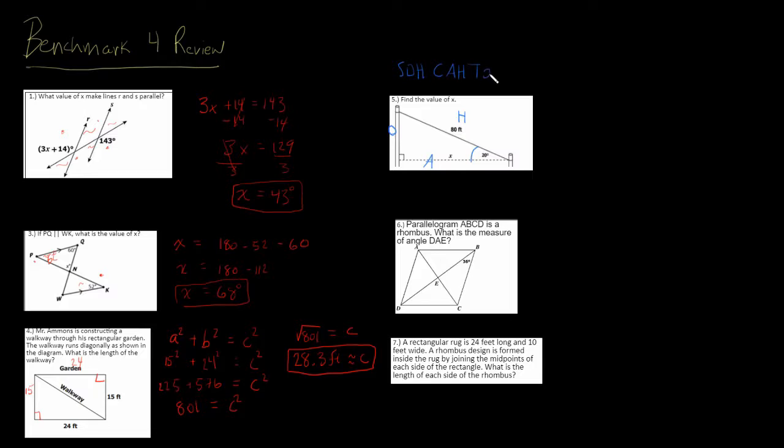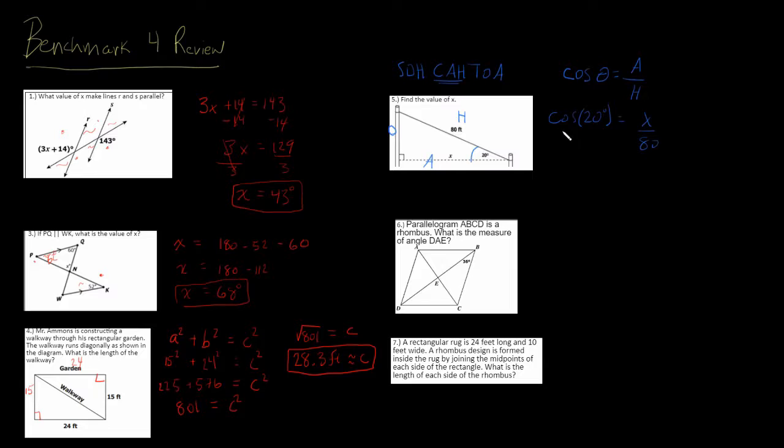SOHCAHTOA. And looking at what we're given, it looks like we're going to have to use cosine because we're given h and a is a part of our problem as well. Okay, so let's set this up now. Remember the setup for cosine is cosine of theta, your angle, is equal to adjacent over hypotenuse. So cosine of 20 degrees, let's make sure our calculators are in degrees, people, is equal to x over 80.